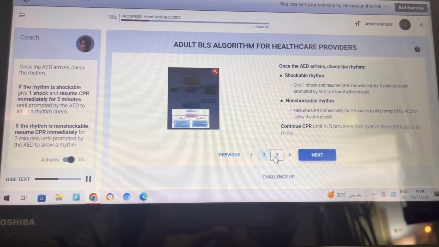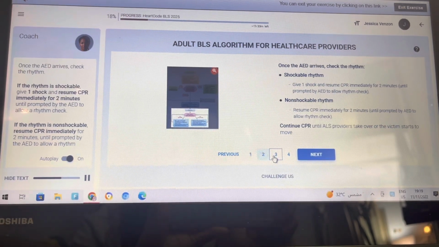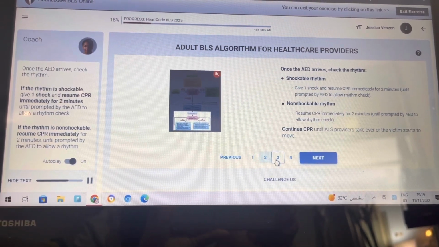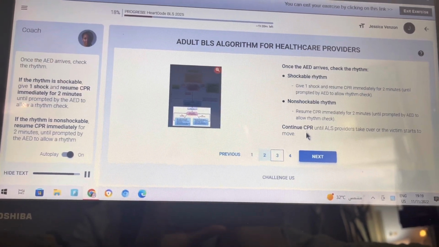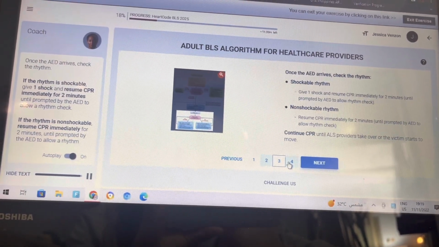If the rhythm is non-shockable, resume CPR immediately for 2 minutes, until prompted by the AED to allow a rhythm check. Continue CPR until ALS providers take over or the victim starts to move.